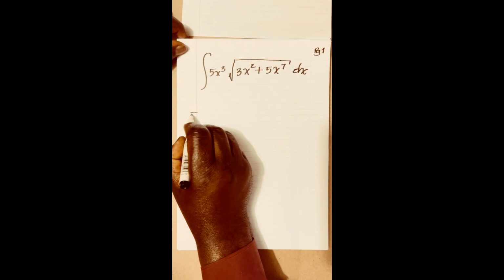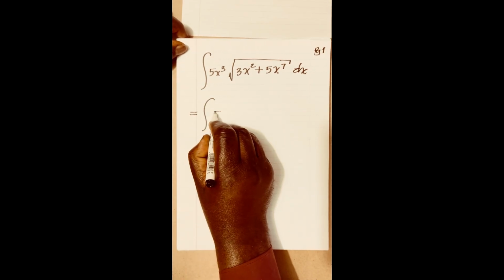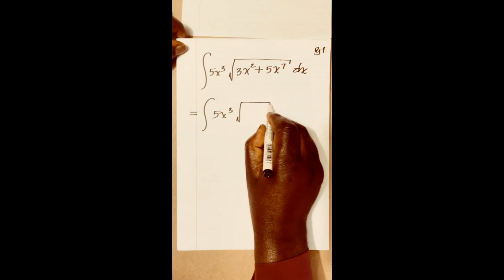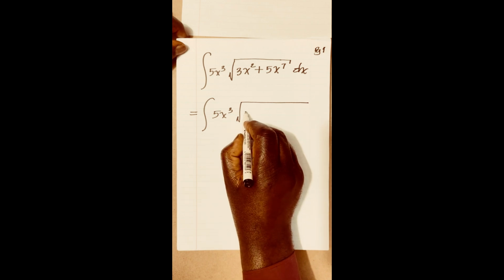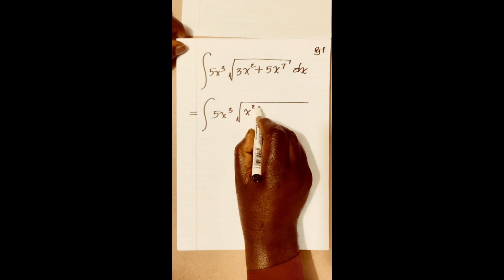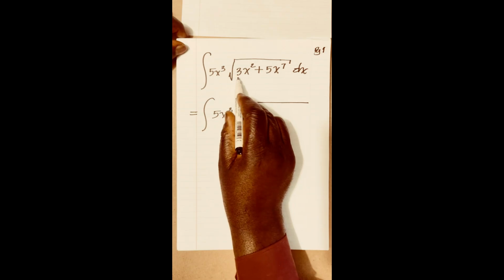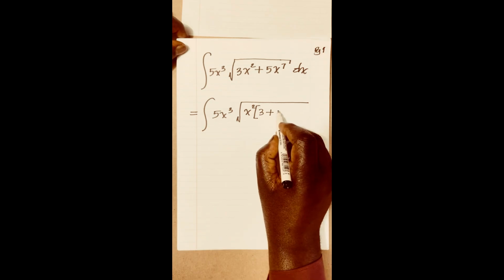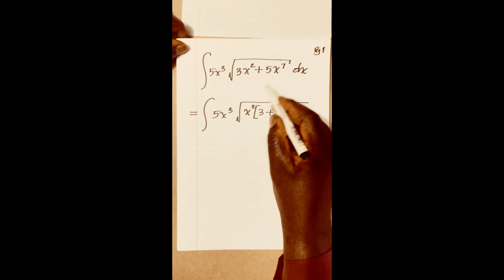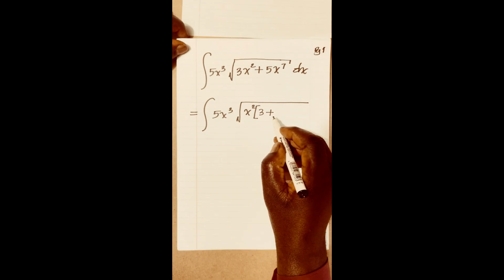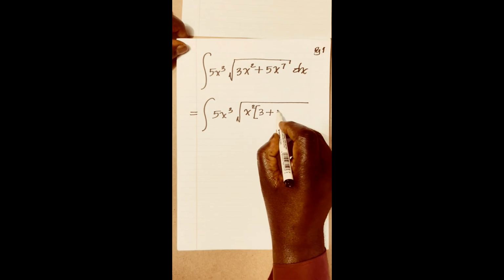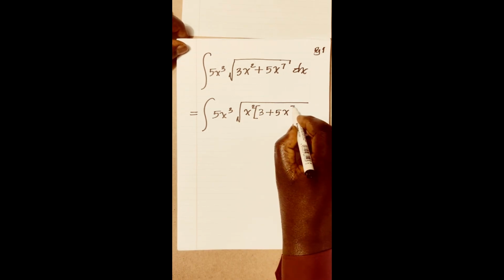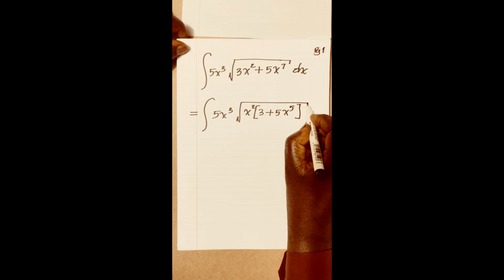So this is the same as the integral of 5x cubed times the square root of what I'm going to do here now. The common factor is x squared. Take it out. x squared into that term there, it's 3, plus x squared into that term there. Remember, when we're dividing exponential functions, we subtract the powers or exponents. So it will be 5x to the power 5, because 7 minus 2 is 5, like so. And then we have dx.